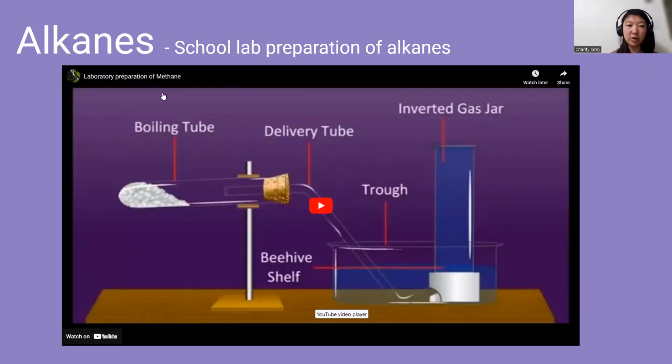We're going to look at a video of using a school lab to prepare methane. Unfortunately, we aren't able to prepare methane in your school. However, all you have to know is the basic reaction and basic setup. And this can help you later on in university when you do labs, if you want to do chemistry in university. So let me mute myself.